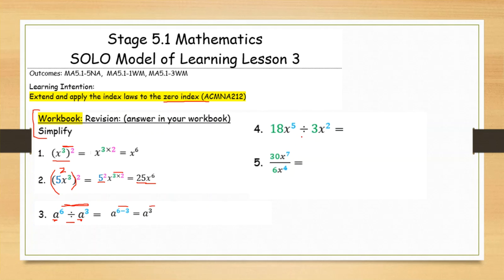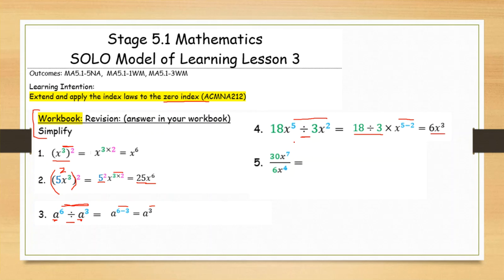Question 4, still division, that's the first thing we look for. 18x^5 divided by 3x squared. So 18 divided by 3 is the first step. And then with the x to the 5 divided by x squared, we subtract the indices. 5 take away 2 is 3, so we get 6x cubed.